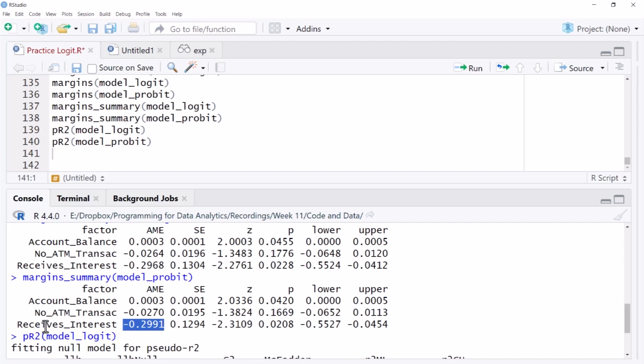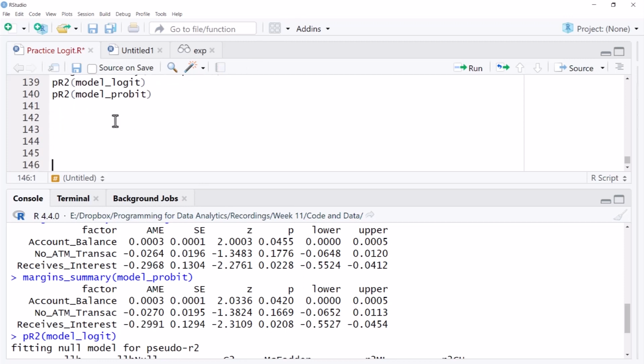One can also interpret the number of ATM transactions. For example, on average, for each increase in transaction, the probability of owning the debit card declines by 2.9%. But this result is not significant.